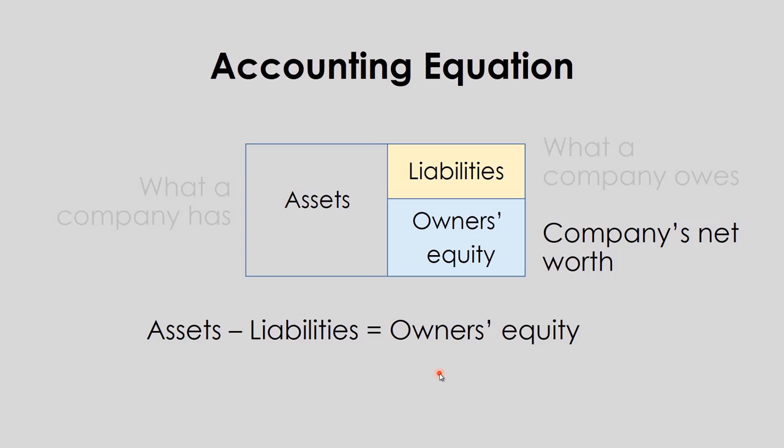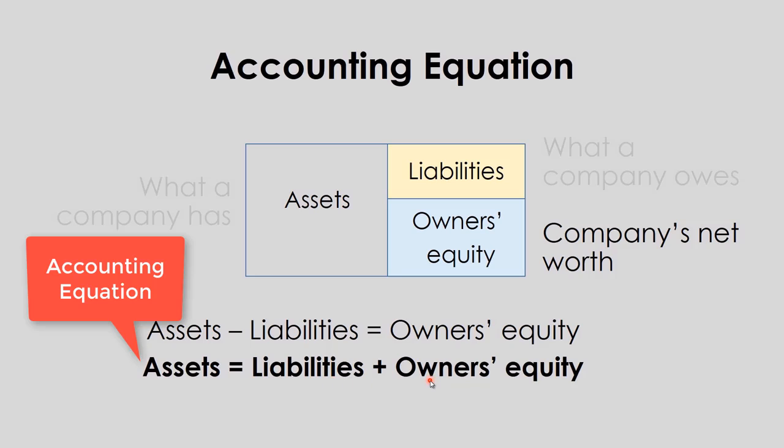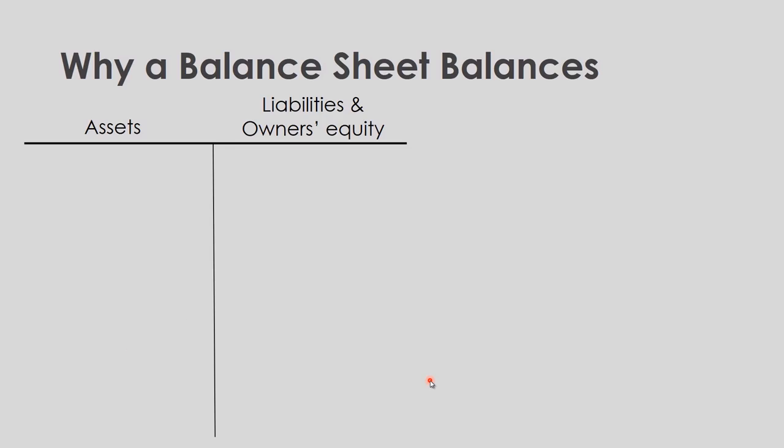If we rearrange this, we get this relationship. Assets equal the sum of liabilities and owner's equity. This equation is called the accounting equation, and balance sheet is based on this accounting equation. This statement is called a balance sheet because the left side and the right side of this statement balance. Let's see why a balance sheet balances.